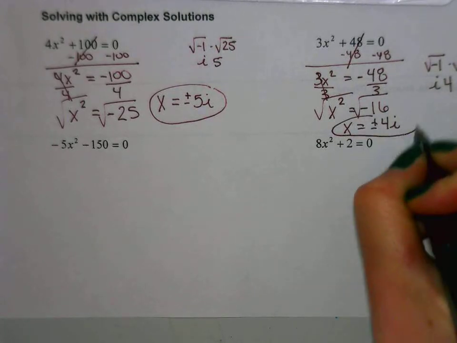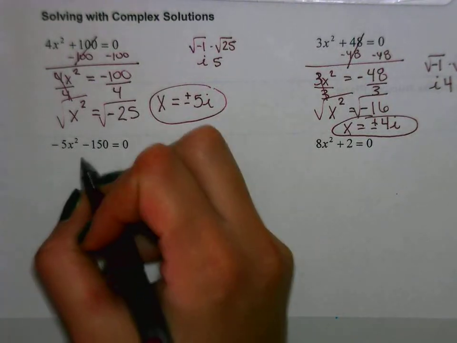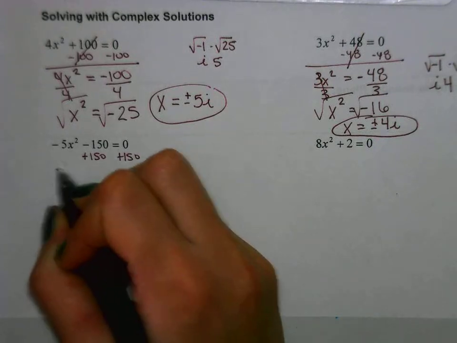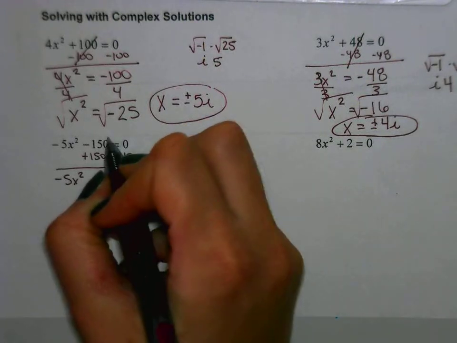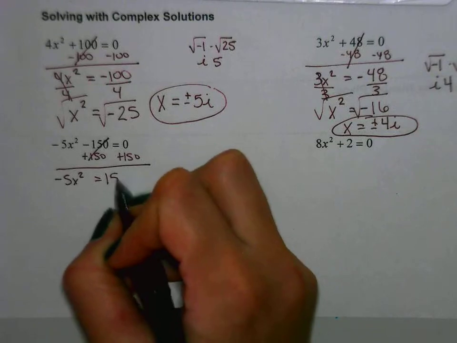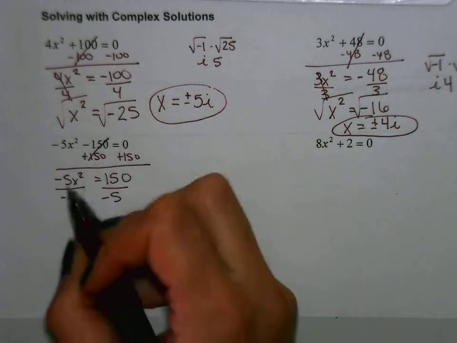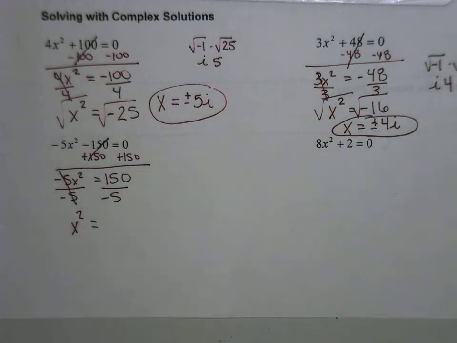So then the next one, we can add 150 to both sides. So negative 5x squared, negative 150 plus 150 is 0. 0 plus 150 is 150. So if we divide both sides by negative 5, negative 5 divided by negative 5 is 1. So that's x squared equals 150 divided by a negative 5, which is a negative 30.